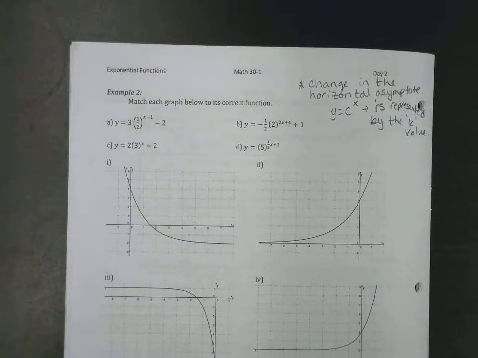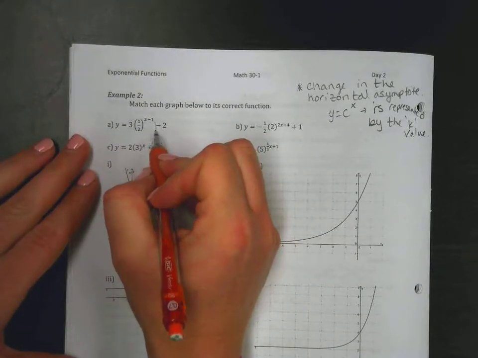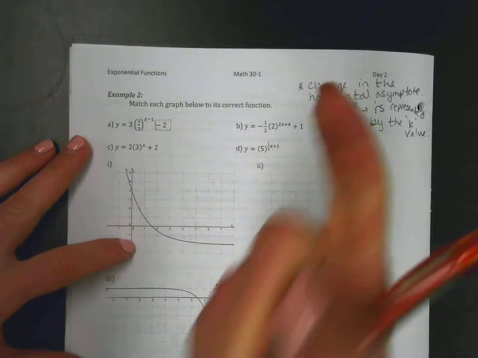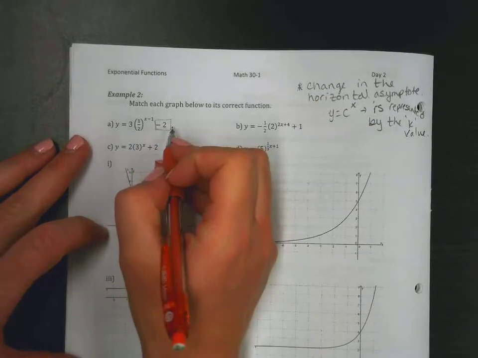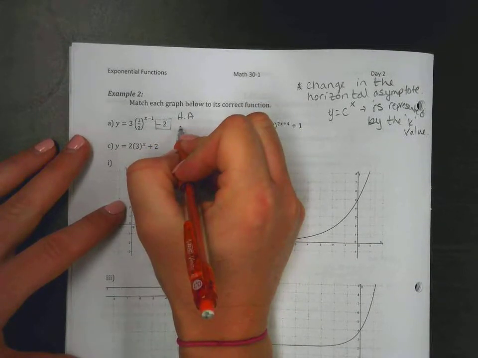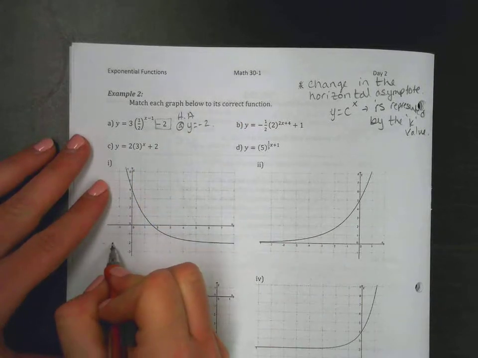So for question A, if my k value is a -2, this tells me that the graph has moved down 2 units, which tells me my new horizontal asymptote will occur at y equals -2, which is this graph here. So function A relates to the first graph, so this would be A.